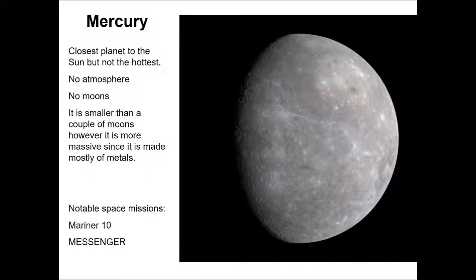Now this first object here is Mercury. And if I showed you this picture without telling you it's Mercury, you might be tempted to say, well, that's the moon. And there's a reason for that. Mercury and the moon have a very similar appearance. They're both very heavily cratered, and they're kind of grayish in appearance. And that's not a coincidence, actually.